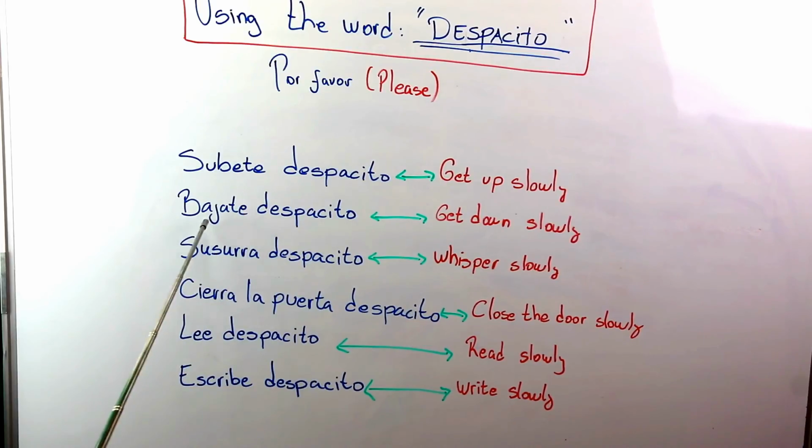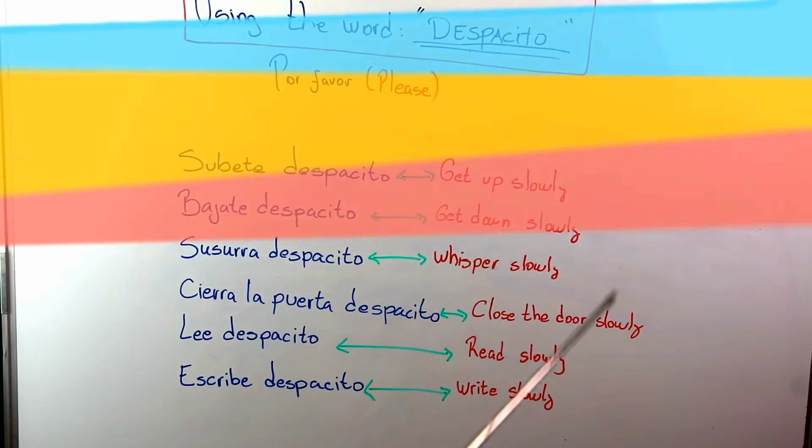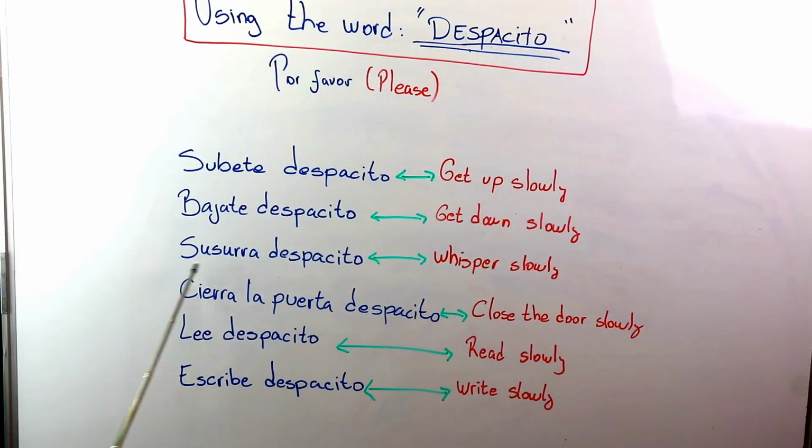Bájate. Once again, three syllables. Bájate despacito. Get down slowly. Whisper slowly. Susurra despacito. In some countries, even though the word despacito means slowly, it can adapt the meaning of softly as well. Despacito in this instance can be used softly. In some places, like in Chile, people would say to you, susurra despacito, which means whisper slowly, but can also have the connotation of softly. Susurra despacito, whisper slowly, softly.